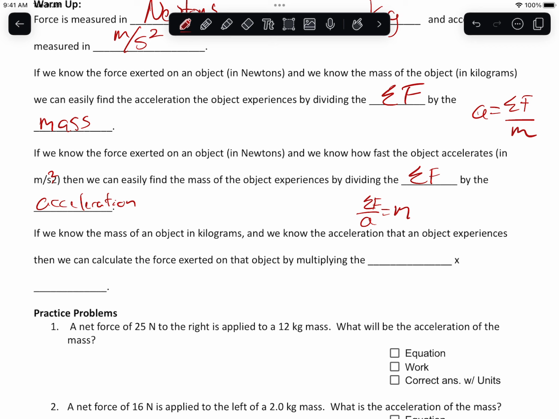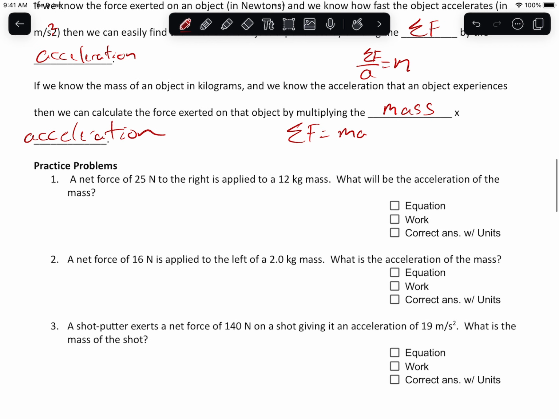If we know the mass of the object in kilograms and we know the acceleration the object experiences, we can calculate the force: mass times acceleration. Practice problems. So here we go.